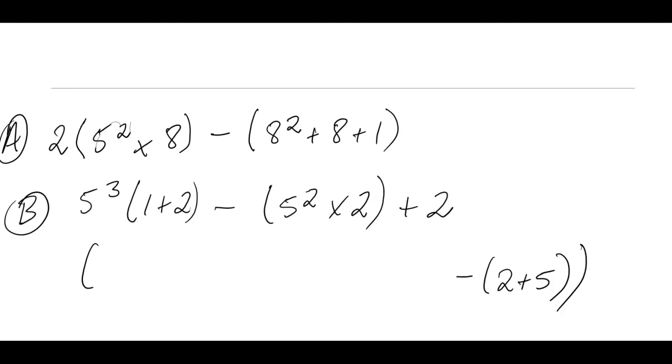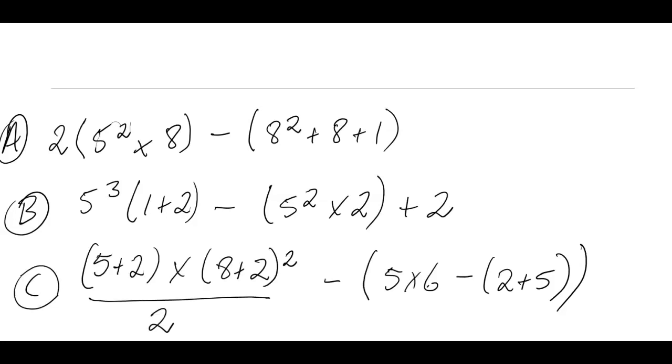5 squared, 25 times 3 is 5 cubed, 125, times 3, that's 375, and you take off 50 there and add 2 on. I don't know, I can't do it in my head right now. I haven't done time. See what you got. But there's another one.